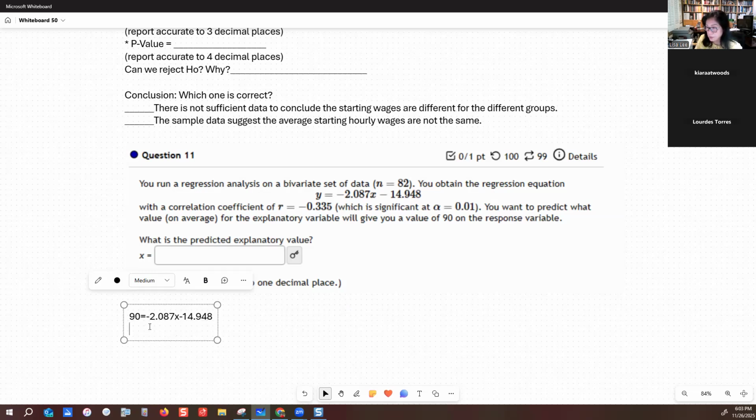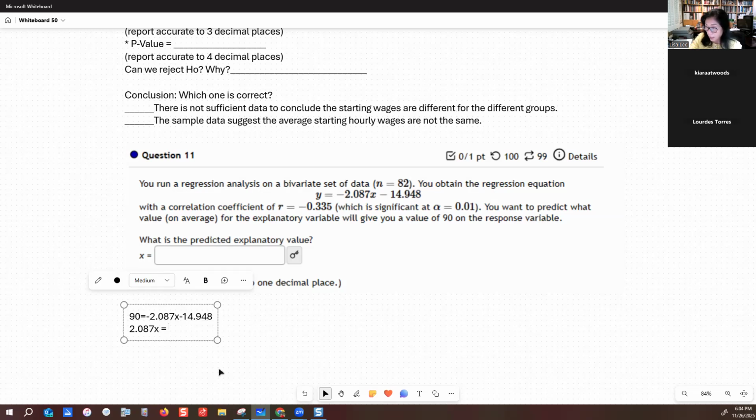Just like the plus 2.087x here, cancel this one and add to the left-hand side. The quick way is to just switch around the equal sign and remember to change the sign. So it becomes 2.087x. Go to the left-hand side and change the sign, it becomes positive. And on the right-hand side, I will move the 90 to the right side together with the numerical number.